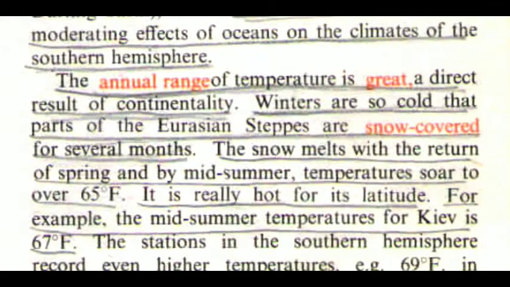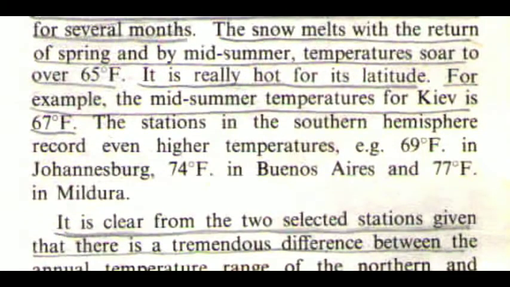The annual range of temperature is great, a direct result of continentality. Winters are so cold that parts of the Eurasian steppes are snow covered for several months. The snow melts with the return of spring, and by midsummer, temperatures soar to over 65 degrees Fahrenheit. It is really hot for its latitude. For example, the midsummer temperature for Kiev is 67 degrees Fahrenheit.